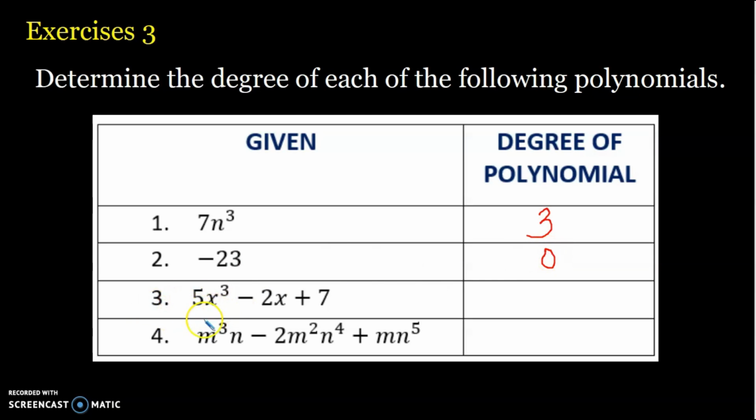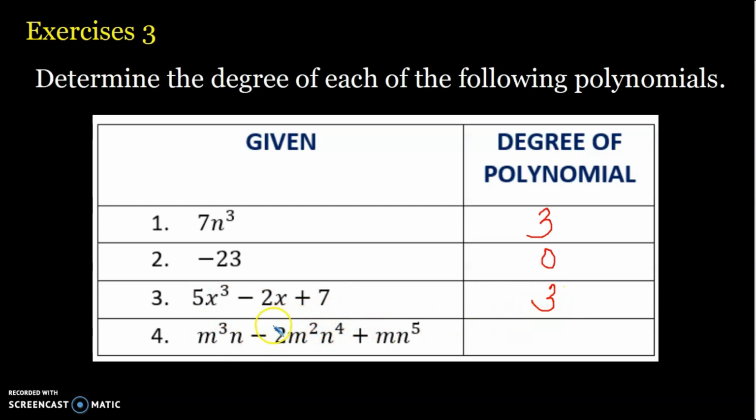Number 3, we have 5x cubed minus 2x plus 7. So, we now have a polynomial. We determine the degree of each term. So, sa first one is 3, sa second term ay 1, at sa third term ay 0. So, ang highest ay 3. Therefore, the degree is 3.